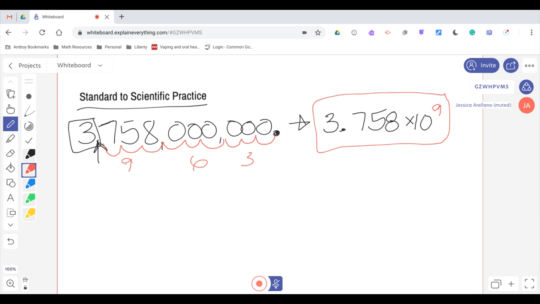Now, positive exponents mean that the number is very large. So that's another way you can just tell by looking at it. Oh, this has all the zeros after the 8.